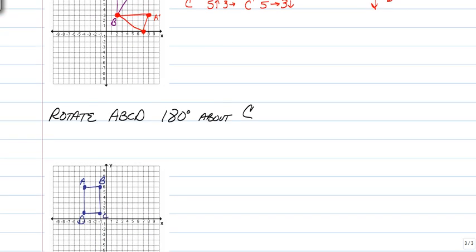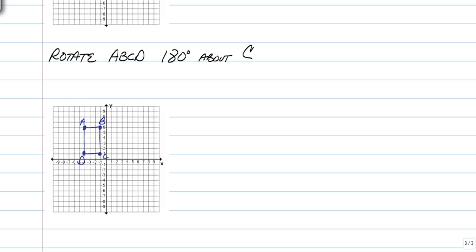So I'm going to let you try this with quadrilateral ABCD, 180 degrees about point C. So think about point C. This one's not going to move. Think about 180 degrees. 180 degrees from up is actually down. 180 degrees from left is right. So think about that while you're graphing. Pause this video, give it a try. Click play when you're ready.